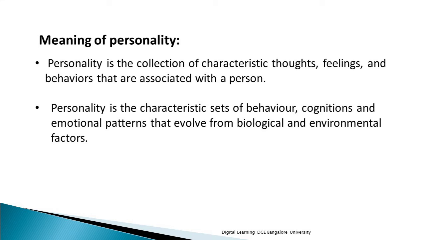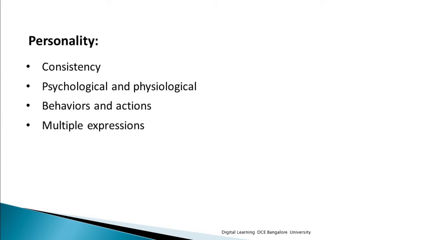But here it is referring to all three things, thoughts, feelings, as well as behaviors, of the same person. And personality is a characteristic set of behaviors, cognitions, and emotional patterns that evolve from biological and environmental factors. So here also it is the total of the behaviors and the way they perceive things, the way they judge things, and even emotions. Then what are the features of this personality? The first feature is consistency. Consistency here is that personality is stable. It won't keep changing often. That means in similar situations, the same person behaves in a similar way.